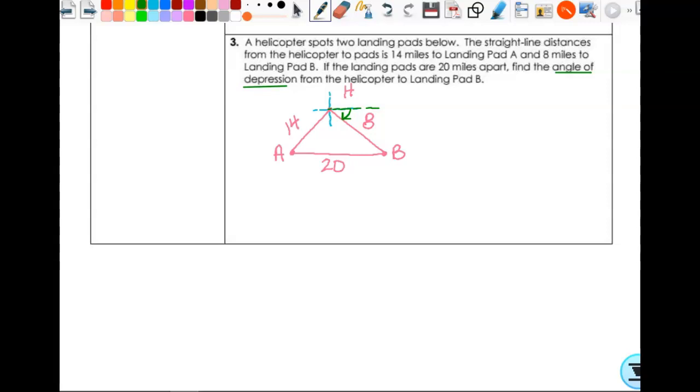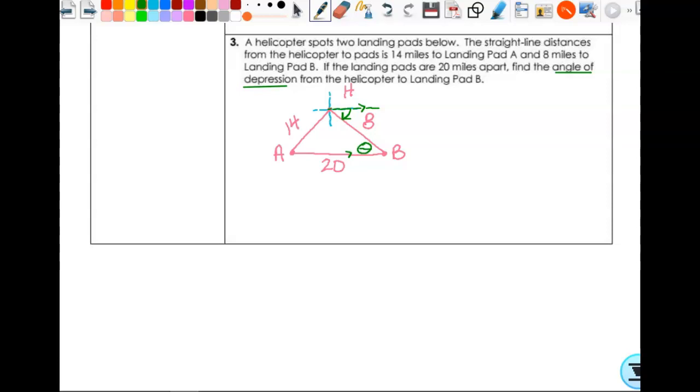What is it congruent to? Not necessarily 90. What angle would that have to be the same as? Think about your parallel line. Angle B. If this is horizontal, it's parallel to the ground. You got your transversal, you have alternate interior angles here, so these two are the same measure. So if I find this angle that's inside the triangle, it will give me my angle of depression. Okay, does that make sense?